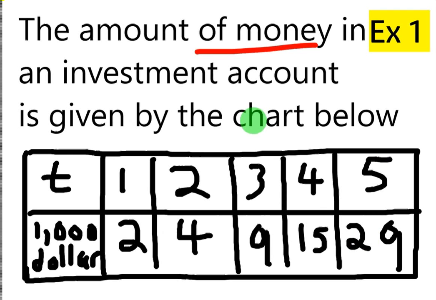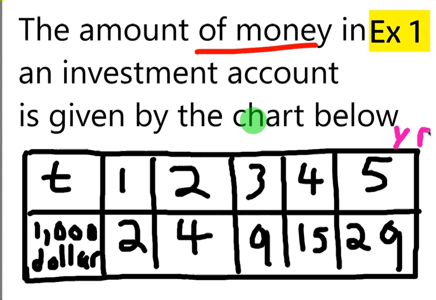So there's the amount of money that's in the account after a certain amount of time. Again, this is in years. So 1, 2, 3, 4, 5 years. So we're going to plot this on a scatter plot, and we're going to see what the curve of best fit looks like.